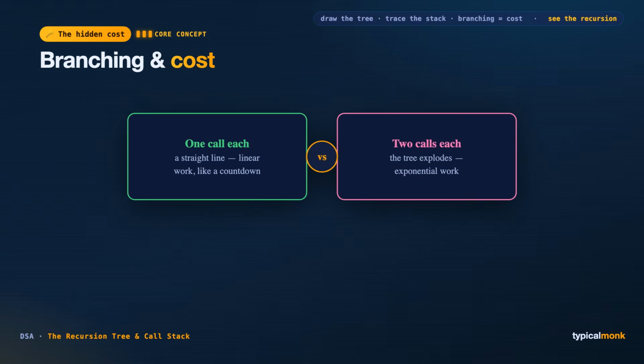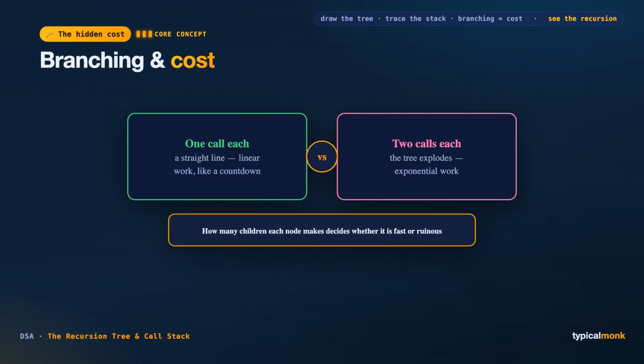The tree is a dense triangle, and it goes terrifyingly fast. This is the single most important thing the tree reveals. How many children each node makes determines whether your recursion is fast or ruinous. One child is linear and fine. Two children is exponential and often disastrous for anything but small inputs.